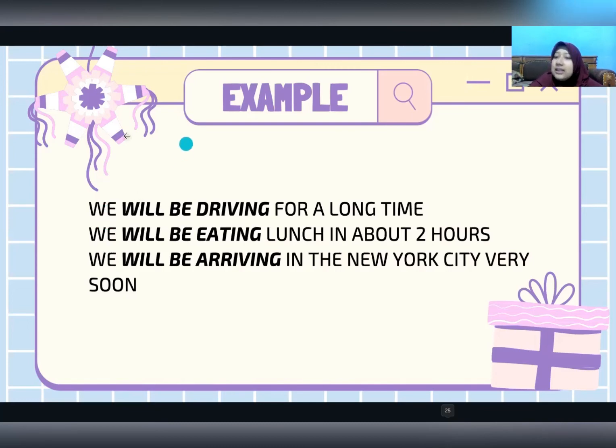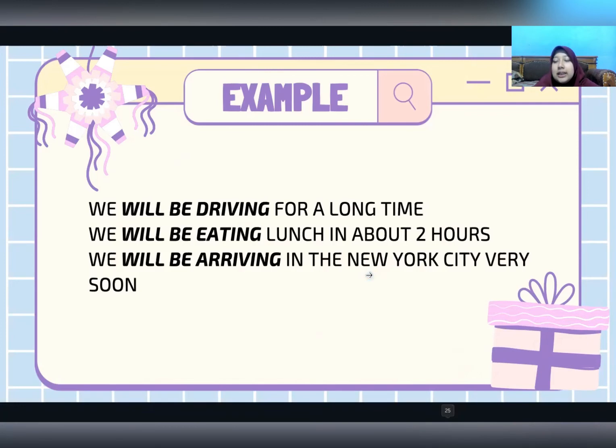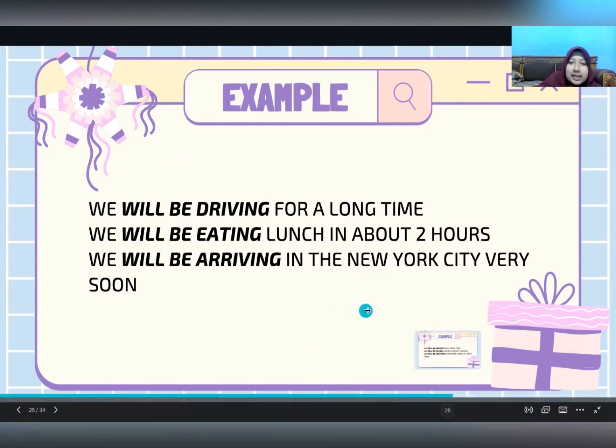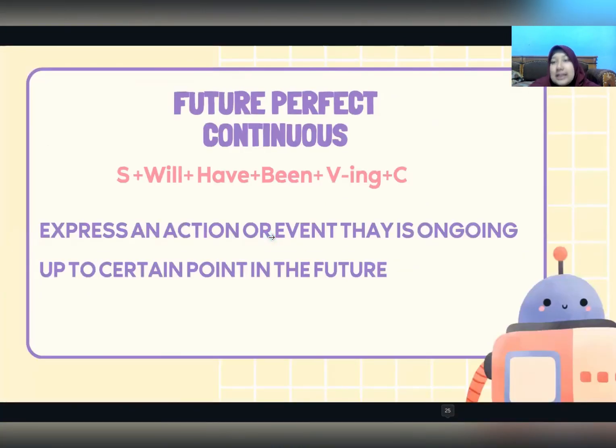Why is the sentence in future continuous tense? Because the sentence shows an event in progress at a particular time in the future. This is about 2 hours, a long time, and very soon. That is the time. So I will move to the next tense.